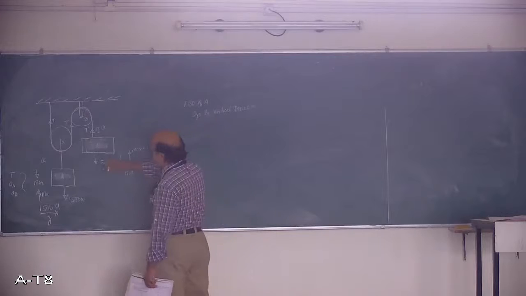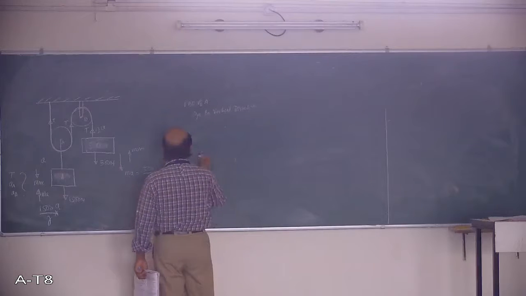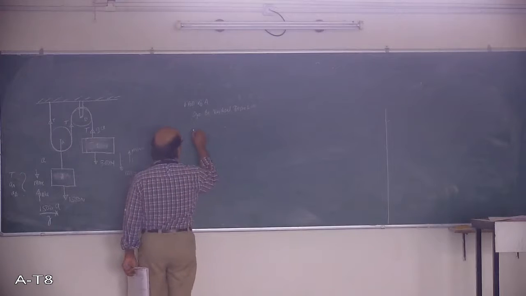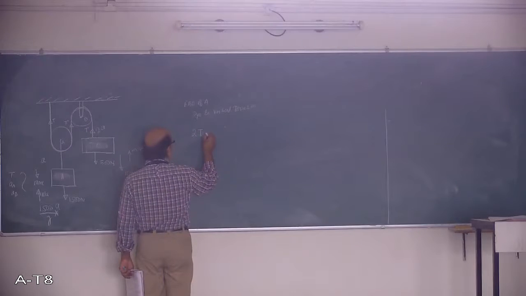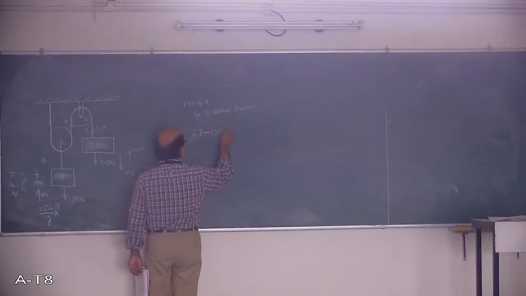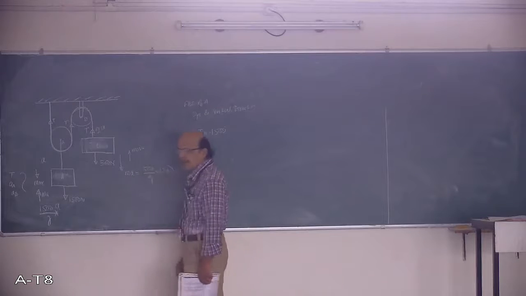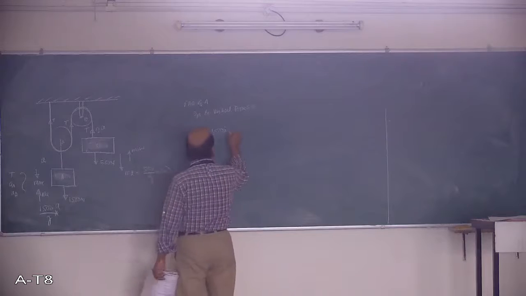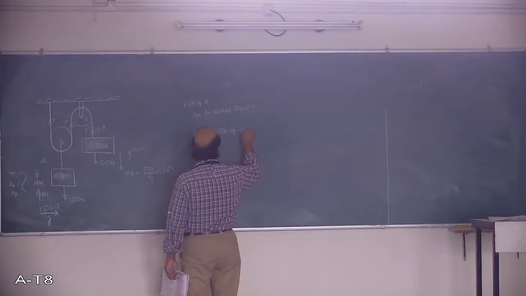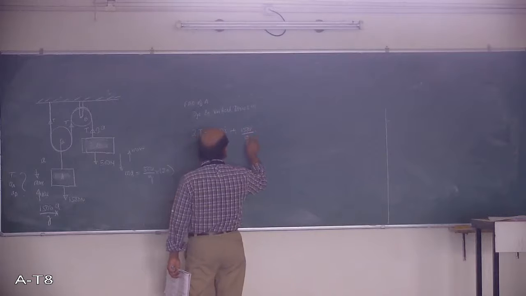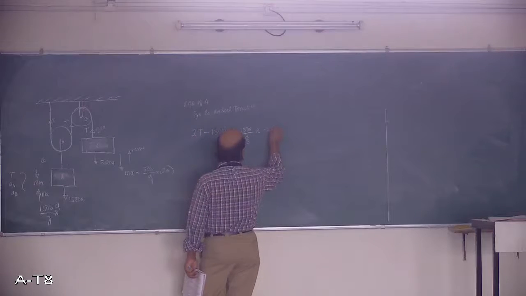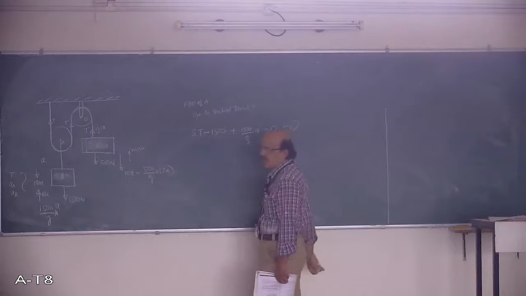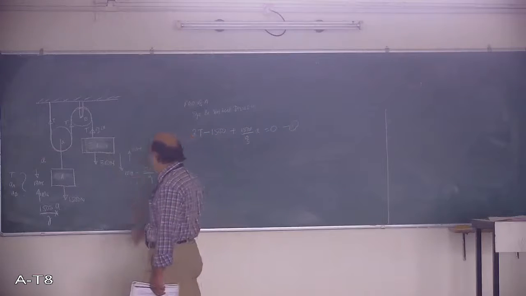Now in this case for block A, you can see the weight is acting downwards, the tension is acting upwards. There are two strings, so 2T upwards minus 1500 weight acting downwards. In addition to that, inertia force is acting upwards, so I'll take it as plus 1500 by g into A is equal to 0. This is one equation. There are two unknowns. I got one equation for block A.